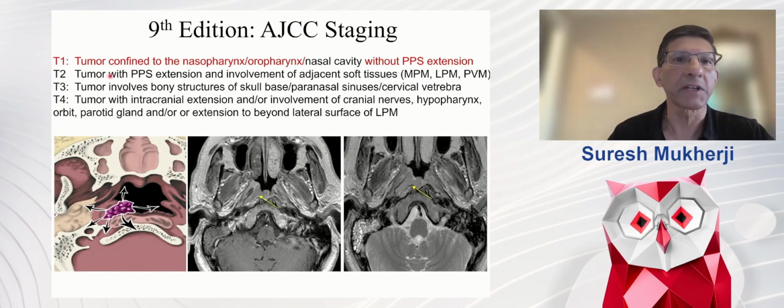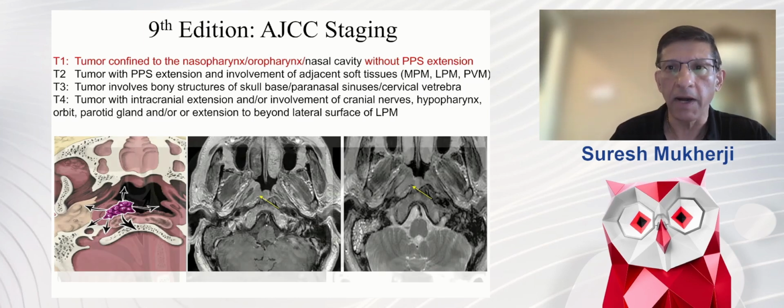So radiologically or staging-wise, a T1 lesion is tumor that's confined to the nasopharynx or the oropharynx without any parapharyngeal space extension. So essentially, it's in this space right here. And again, there are lots of names for the spaces. I call it the visceral space. Some people call it the pharyngomucosal space. But the bottom line is it's delimited laterally by the pharyngobasilar fascia. So a T1 lesion is purely confined to the nasopharynx, the oropharynx, without any parapharyngeal space extension.